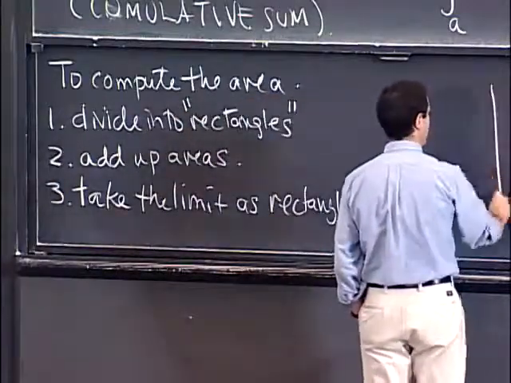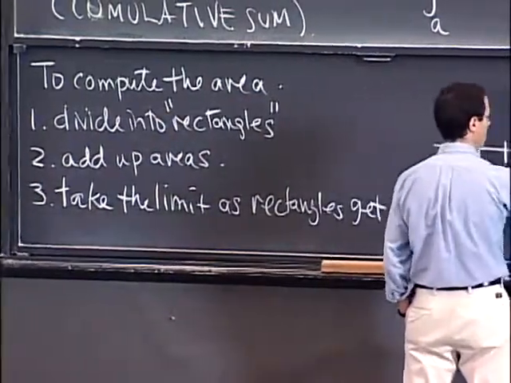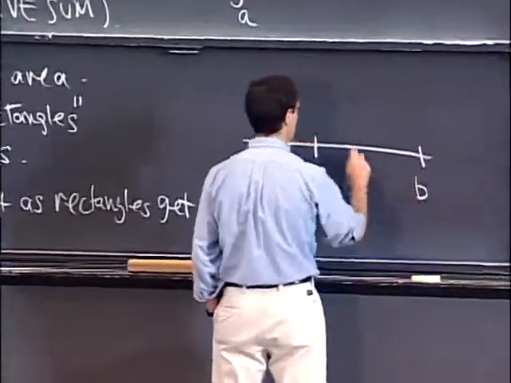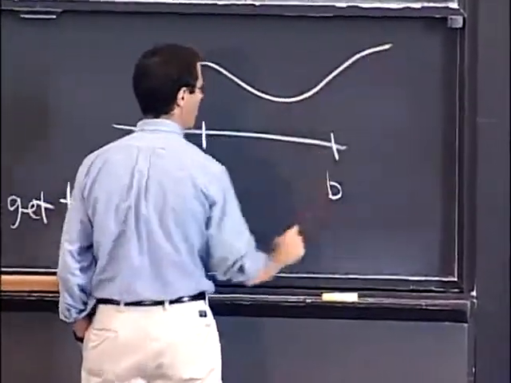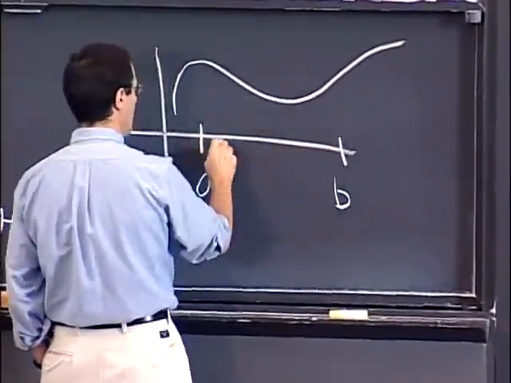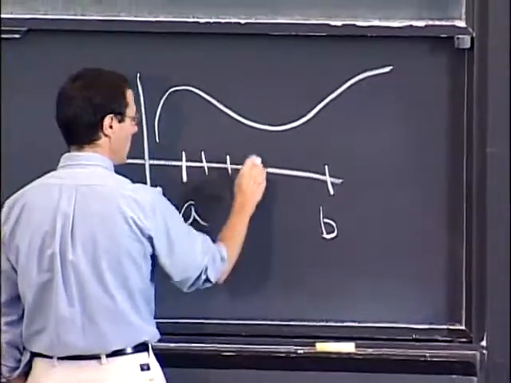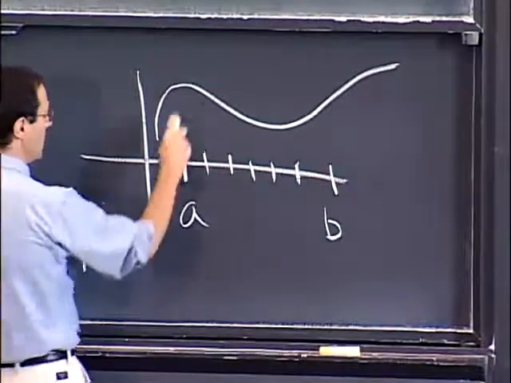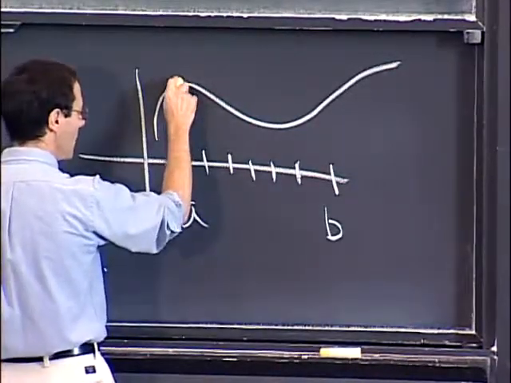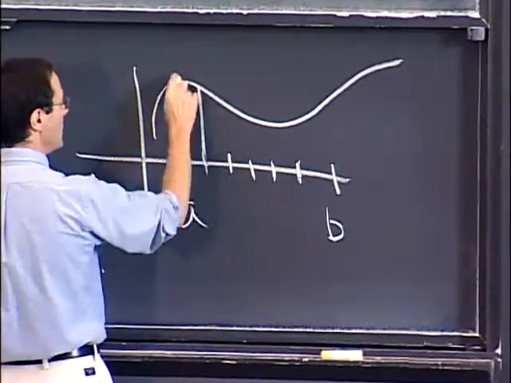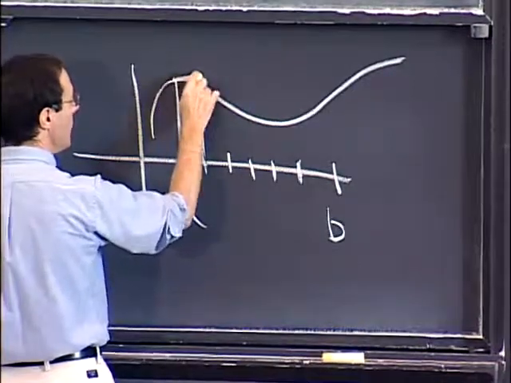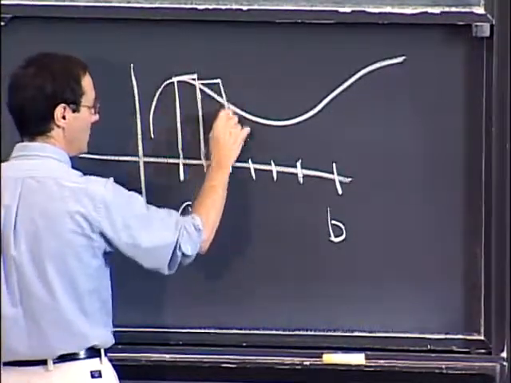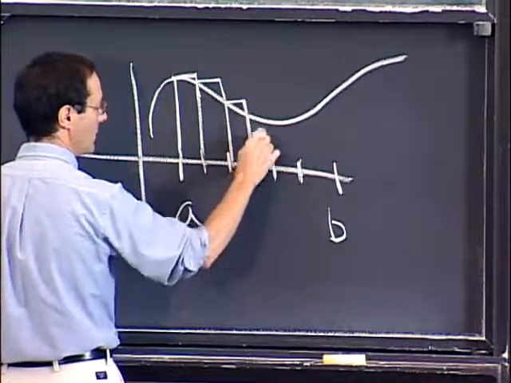Pictorially, again, that looks like this. We have A and our B, and we have our guy here, which is our curve. And I'm going to chop it up. First, I'm going to chop up the x-axis into little increments, and then I'm going to chop things up here, and I'll decide on some rectangle, maybe some staircase pattern here, like this.